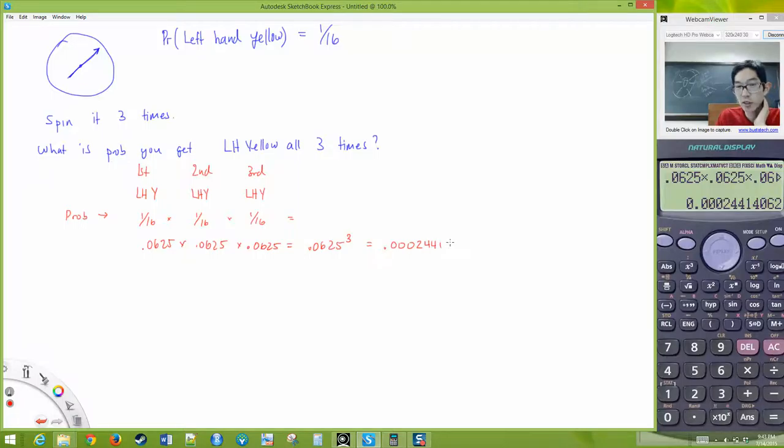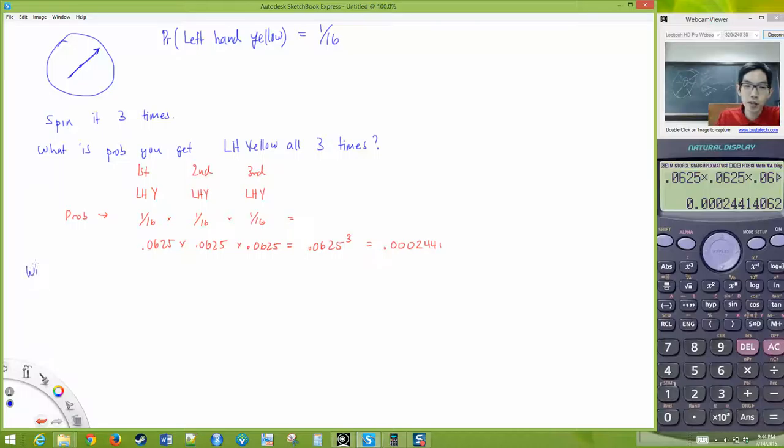0.0002441. Okay? So when I say keep four decimals, I'm talking about four things that aren't zeros, okay? So it's a very, very unlikely thing to happen, right? It's very unlikely. 2 out of 10,000 times you'll get left-hand yellow three times in a row, okay?